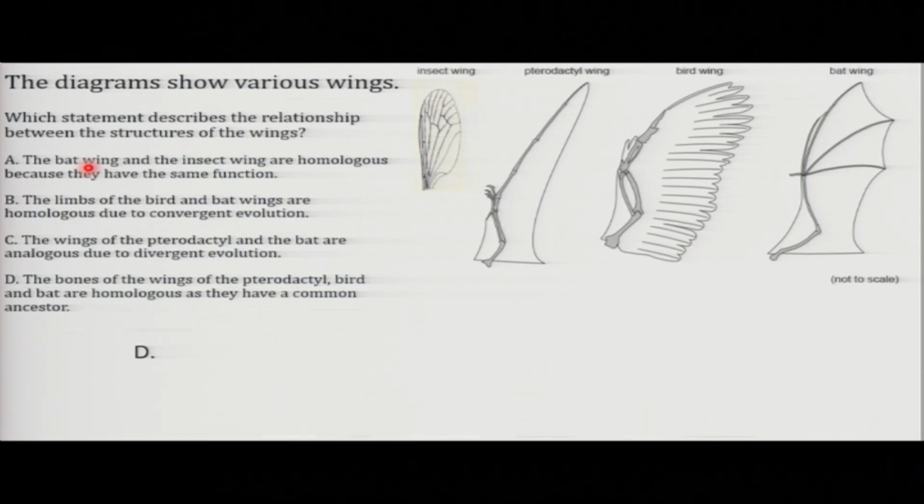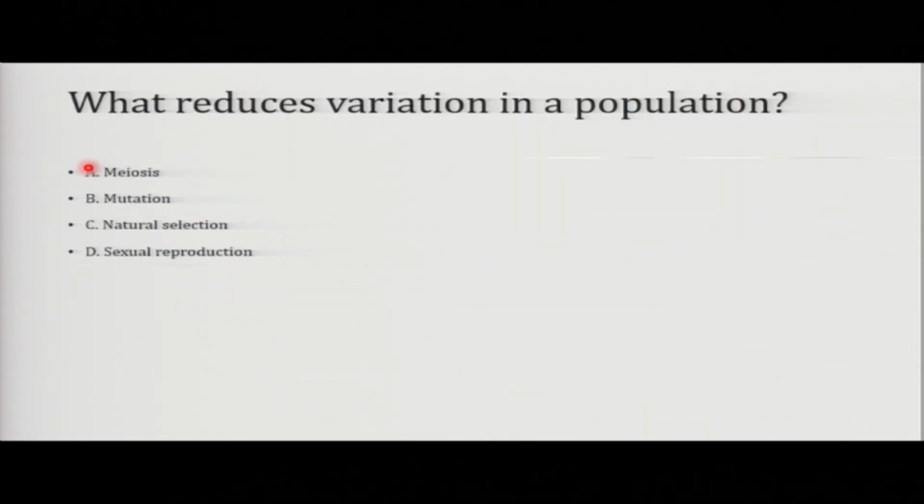The next question is about variation. And this is likely to be our very last question as well. What reduces variation in a population? Now, this is where you still need to understand terminologies and what they mean. All the options provided are not just sentences, but scientific terminologies.